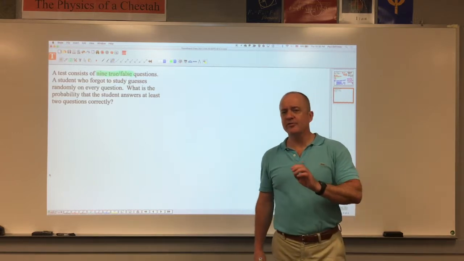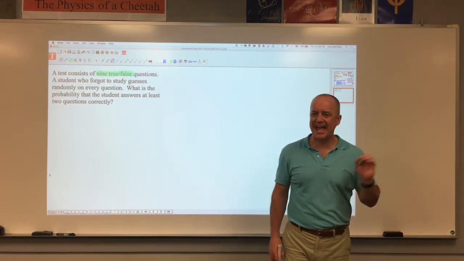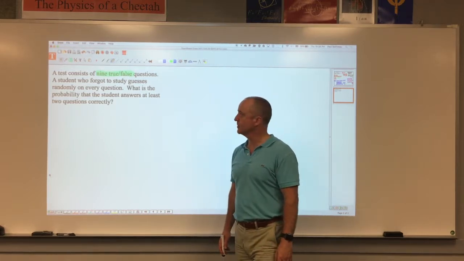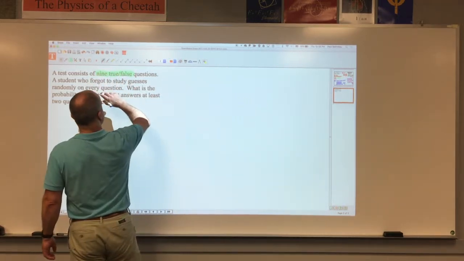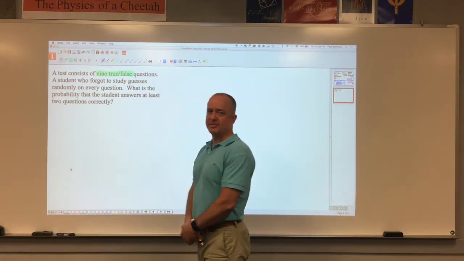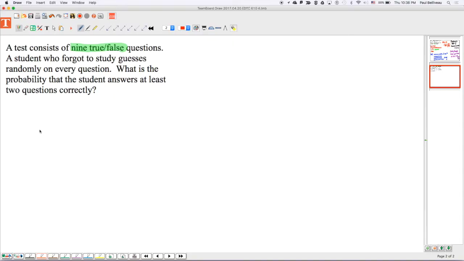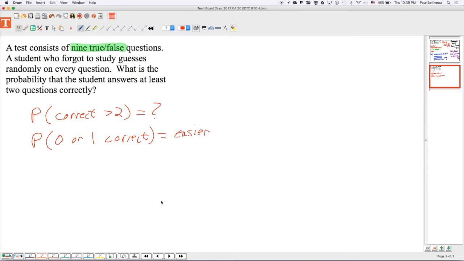Now, we could find the probability of all of those events and add them all together to see how this one big experiment goes. But we're not going to do that. We're going to use the complement instead. I'm not going to find the probability of correct being greater than or equal to 2. That seems hard. Instead, I'm going to find the probability of only getting 0 or 1 correct. This is a little bit easier.